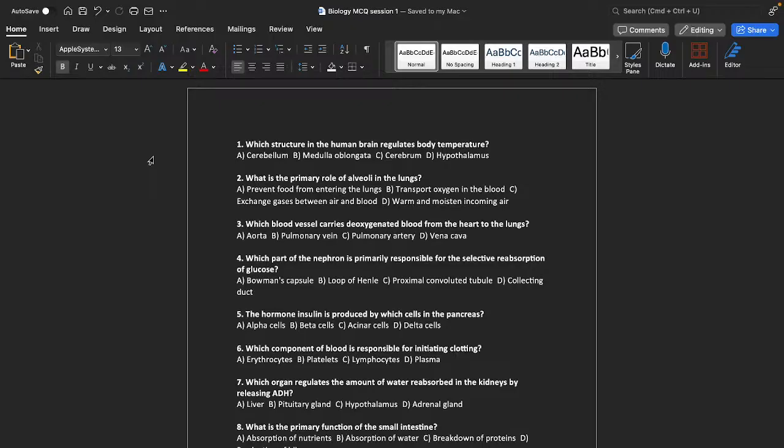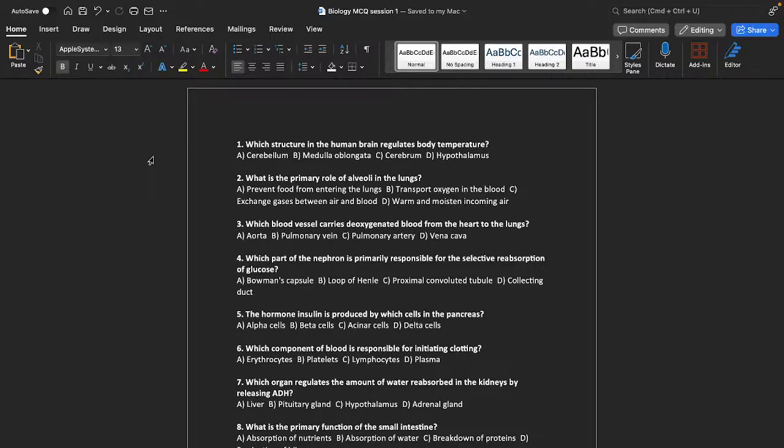Which part of the nephron is primarily responsible for the selective reabsorption of glucose? We have the Bowman capsule, loop of Henle, proximal convoluted tubule, and the collecting duct. The right answer is the proximal convoluted tubule. We have an exchange between glucose and sodium. It's actually a synergy where both glucose and sodium are reabsorbed into the cells of the proximal convoluted tubule.